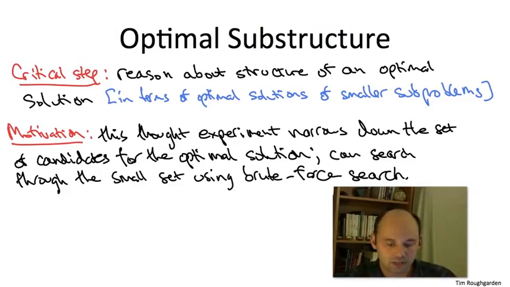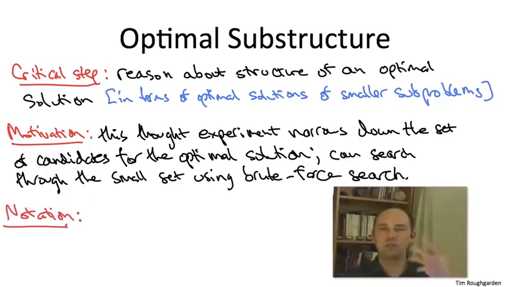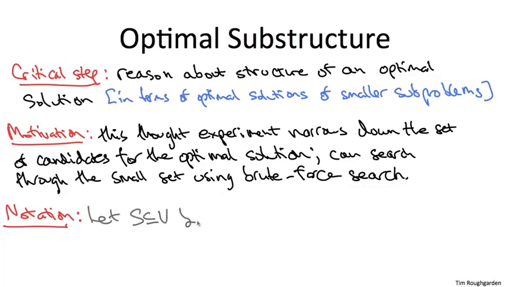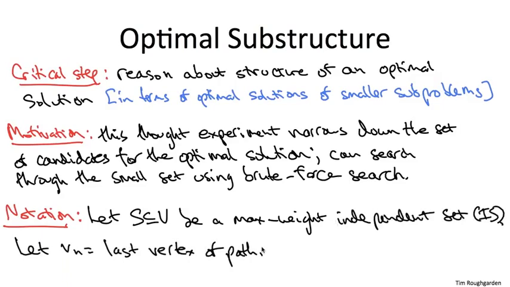Let's get concrete. Okay, so we've got this path graph. The vertices have weights. We want the max weight independent set. Let's again do this thought experiment. What if someone handed it to us? What can we say about its structure? We'll be using the following notation when we reason about this maximum weight independent set. S denotes the vertices in that optimal solution, in that max weight independent set. And we're going to let V sub n denote the rightmost, the final vertex of the input graph.